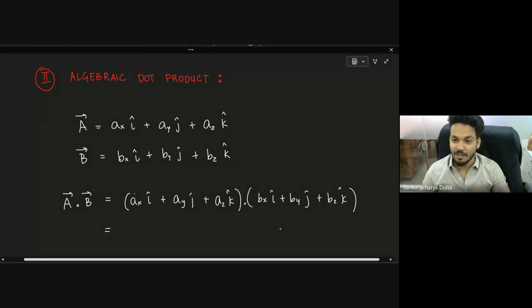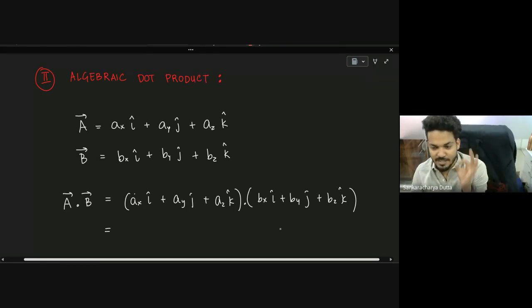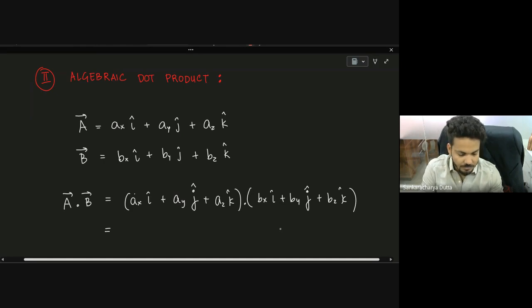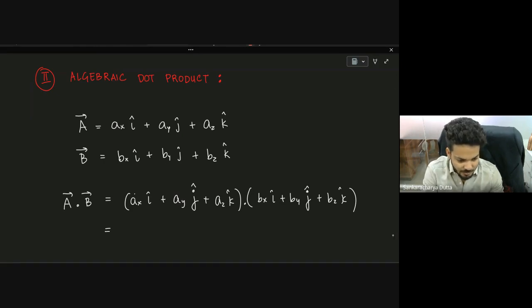But let me tell you the good news. 6 of these 9 terms are going to be 0. Can you guess which ones? Can you tell me which terms? Think and answer. I'm going to write a small hint on top.